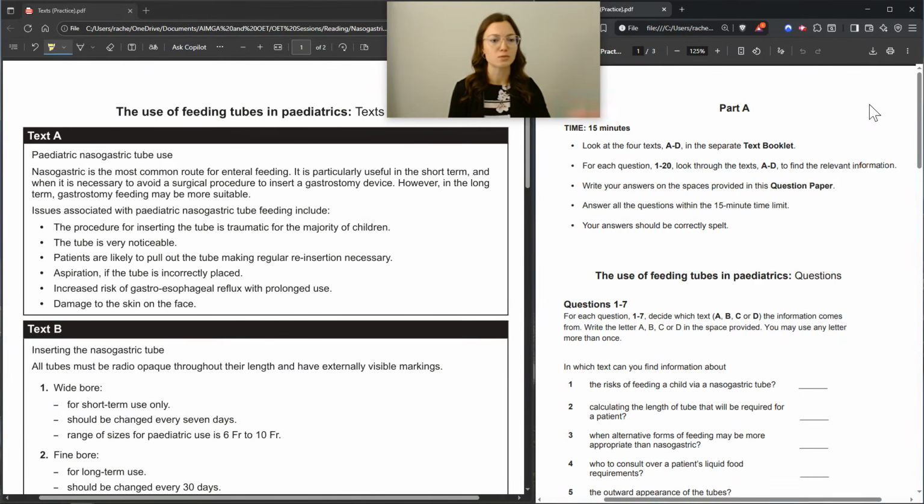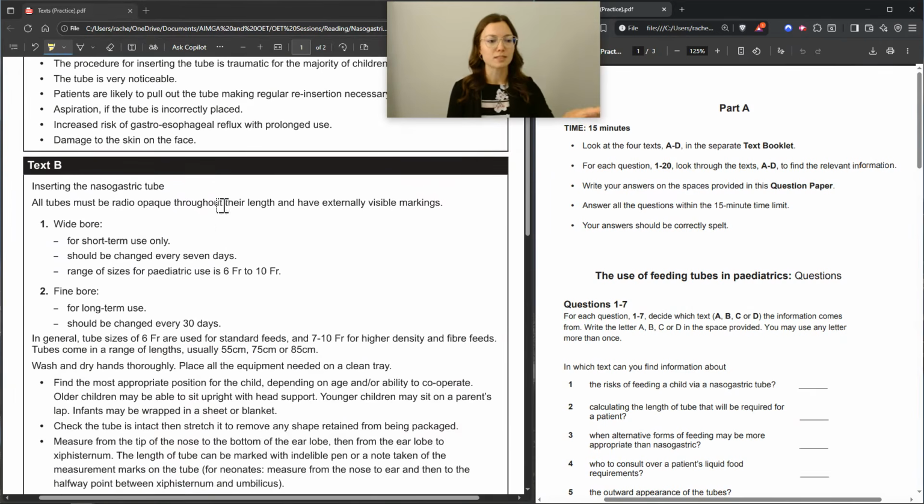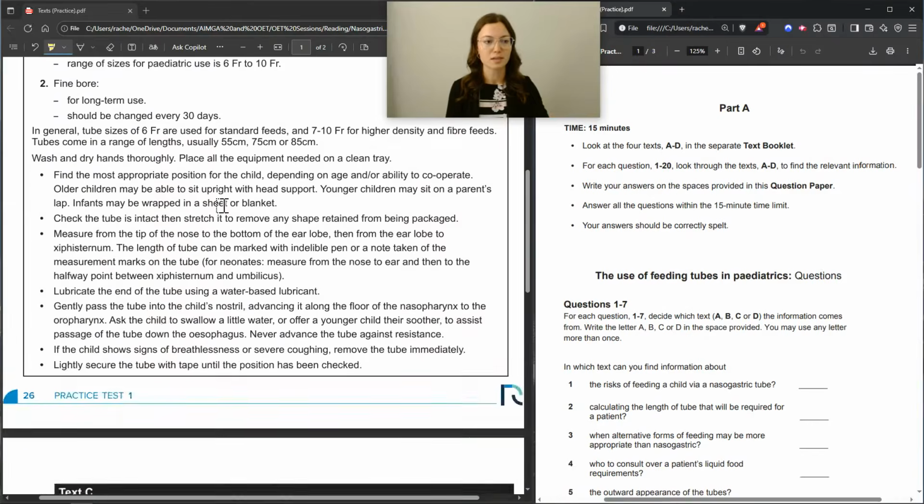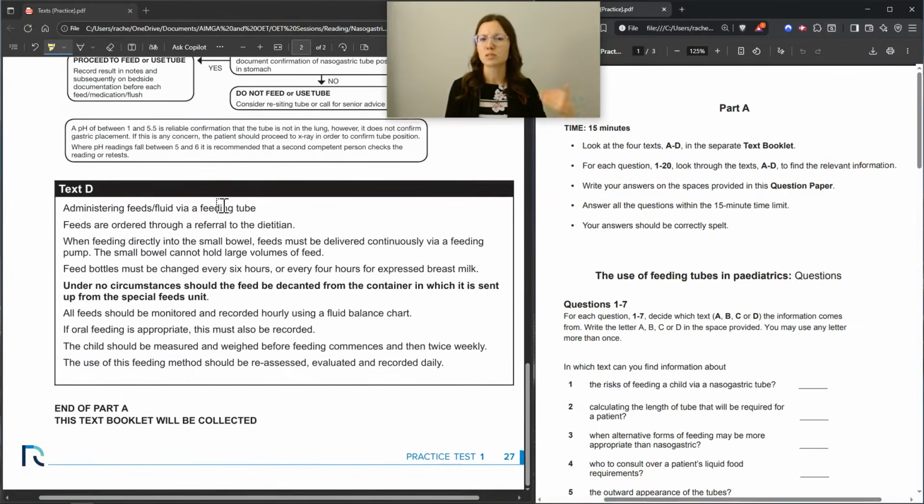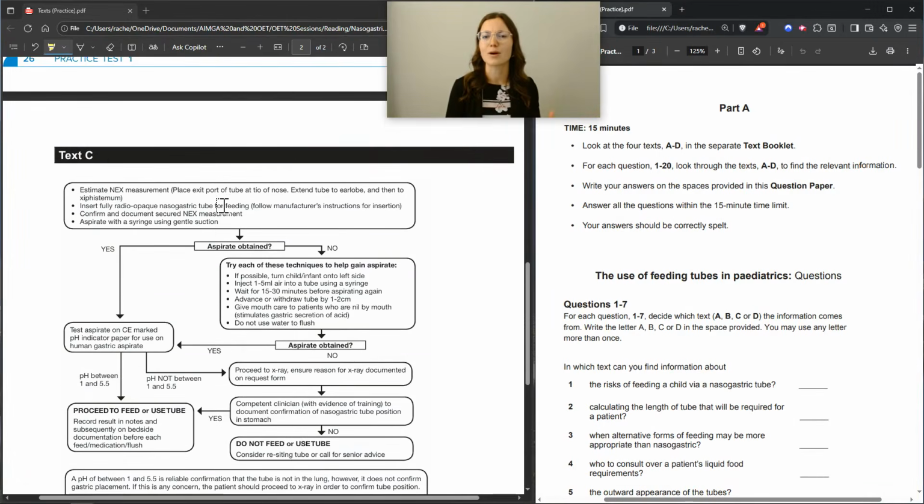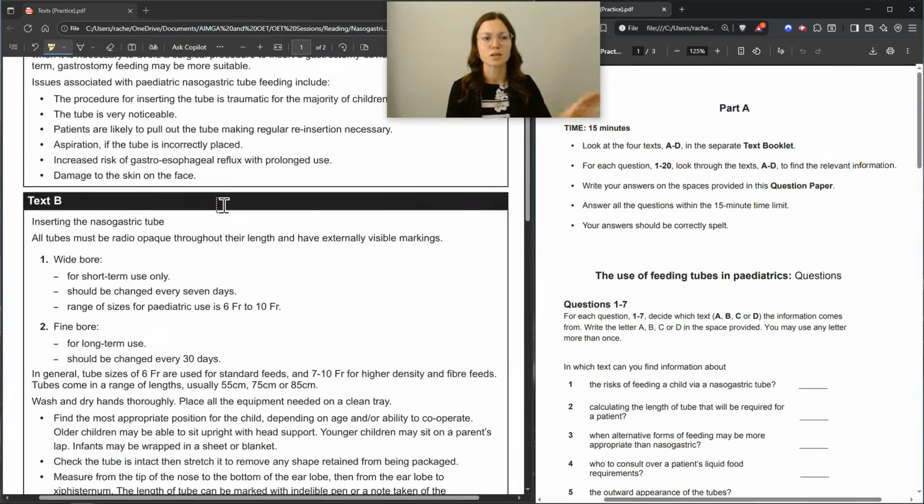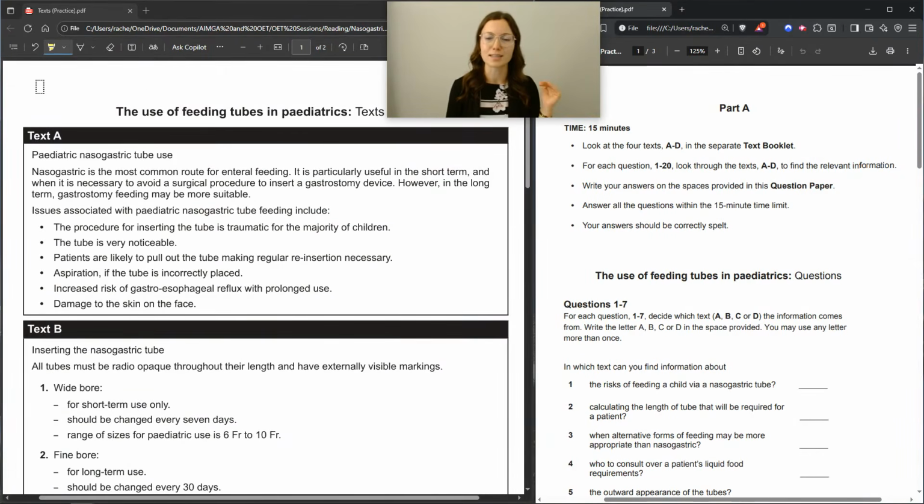And you can see, if we scroll through, our text topic is the use of feeding tubes in pediatrics. And we see from text A down to text B, down to text C, and text D, there's different styles of how the information is presented. So that first one, as I said, is the list.